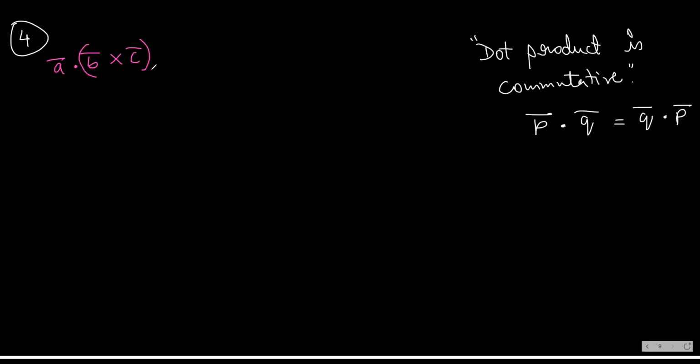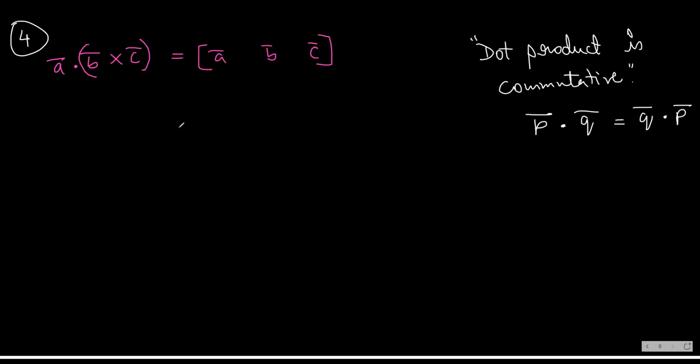If there is a cyclic change in the three vectors, then the value will remain the same. That is, it is [a bar, b bar, c bar]. How do you write a bar dot b bar cross c bar in box product? You write it as [a bar, b bar, c bar]. This is the way you write.